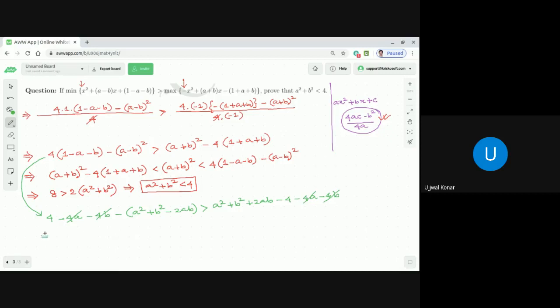Then what are we left with on the left hand side, dear students? 4 minus a square minus b square plus 2ab, that is greater than a square plus b square plus 2ab minus 4. So 2ab and 2ab got cancelled, dear students. So what we get is 8 is greater than 2 into (a square plus b square), and that leads to the result that a square plus b square is less than 4.